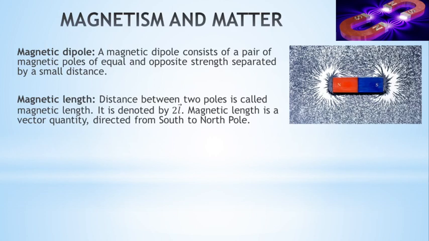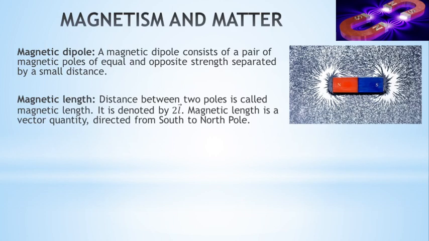Here L is a vector quantity. See here, we have written this by using an arrow mark. The arrow mark indicates it is a vector quantity. If it is a vector quantity, then it should have a direction along with magnitude. Therefore the magnetic length is a vector quantity and its direction is from south to north pole. That means from S to N. The direction of length is S to N.